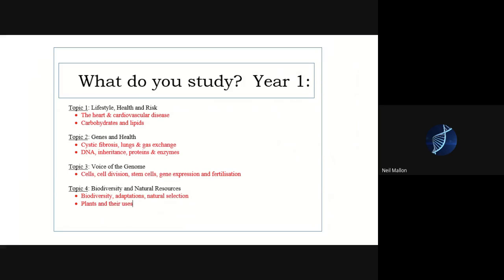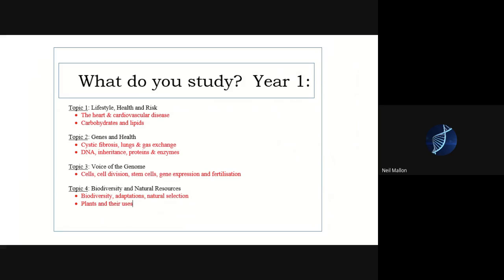So in year 1, the first book that we look at is split into 4 main topics, and you can see the topics as they are listed here. If we look at topic 1, you see that it's listed as lifestyle, health and risk. We look at the heart and cardiovascular disease, and we look at the carbohydrates and lipid structures and their molecular makeup. For topic 2, this is genes and health, and this covers details behind cystic fibrosis, looking at lungs and gas exchange, and it also covers DNA, inheritance, proteins and enzymes.